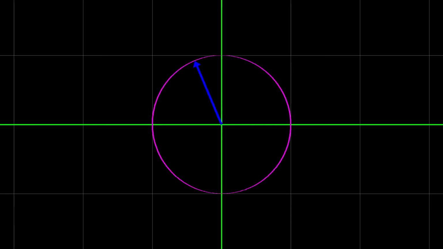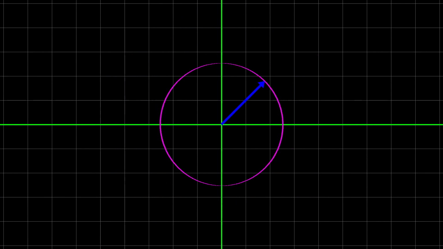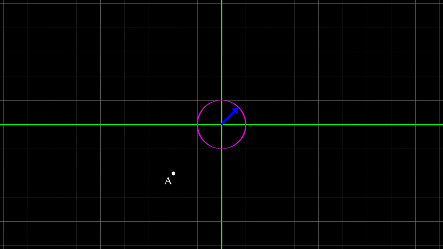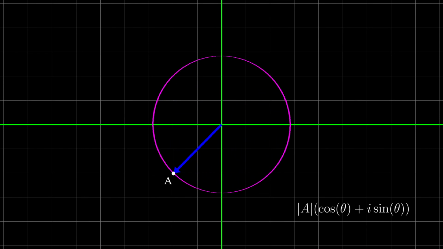One last thing, we know that cosine of theta plus i times sine of theta, where theta is the angle made with the real number line, just represents the unit vector. That is, the set of all points with magnitude 1. This is extremely important, as all points in the complex plane are just a scaled form of this unit vector. That is, any point A can be represented as cosine of theta plus i times sine of theta times the magnitude of A, where theta is the angle point A makes with the real number line.